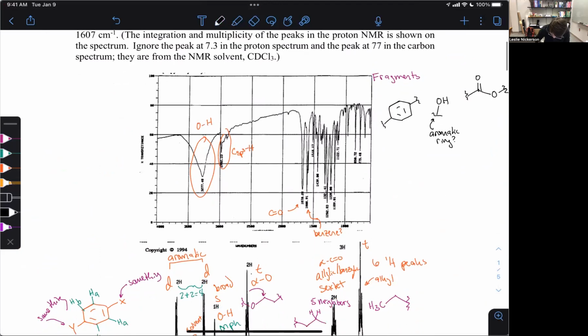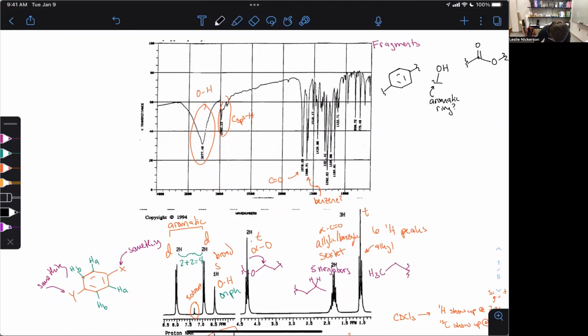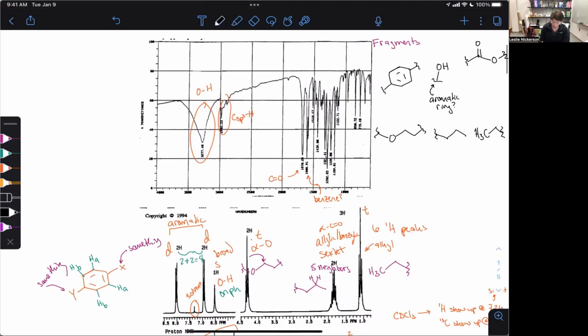Okay, so we're gonna say we've got O, squiggly, and squiggly there. Okay, so we have all those possible fragments here. And that's actually all of my protons, right?